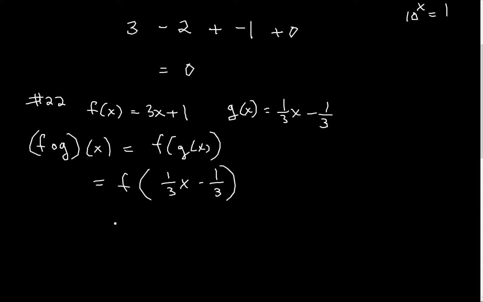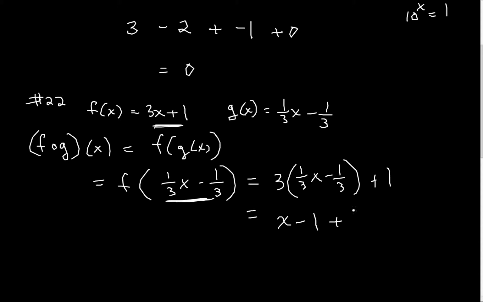And then you go to the f function, and you put this in where the x's live. So you get 3 times 1/3 x minus 1/3 plus 1. And then when you distribute it, you're going to get x minus 1 plus 1, and you get x. And that's how you're going to get x for g of f too, and so they're inverse functions. When you put something in one and then put it in the other, it comes out what you started with. That's why they're inverse functions.